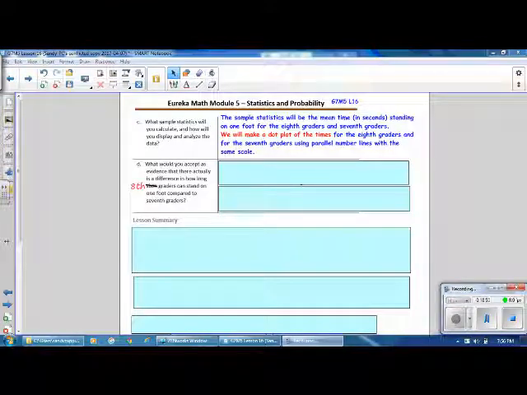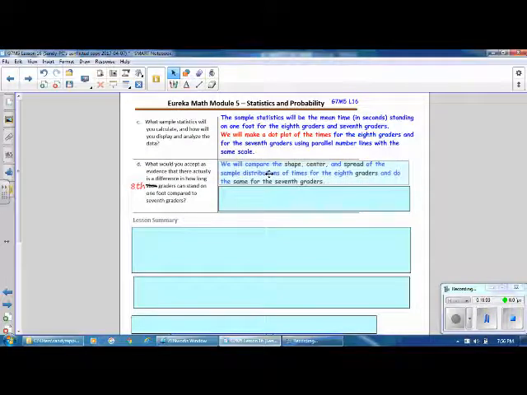What would you accept as evidence that there actually is a difference in how long 8th graders can stand on one foot compared to 7th graders? We'll compare the shape, the center, and the spread of the sample distributions of times for the 8th graders and do the same for 7th graders.